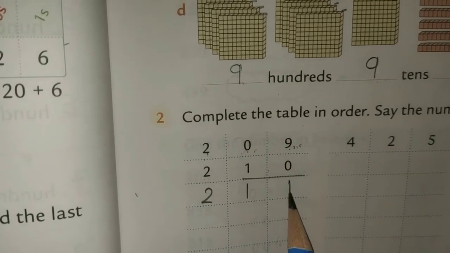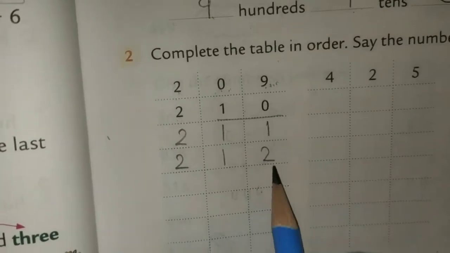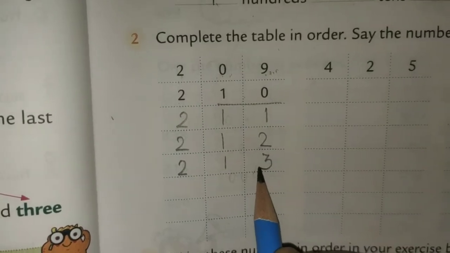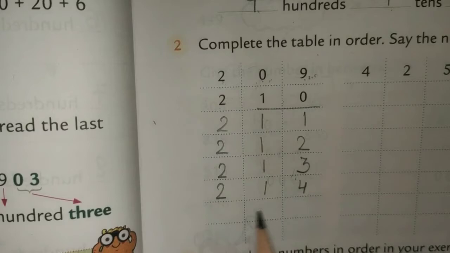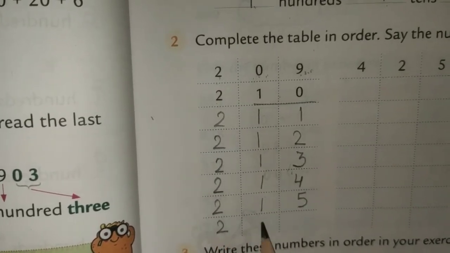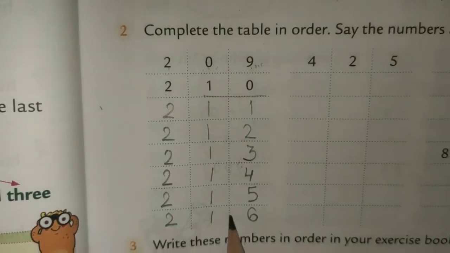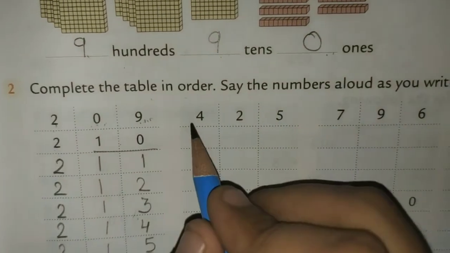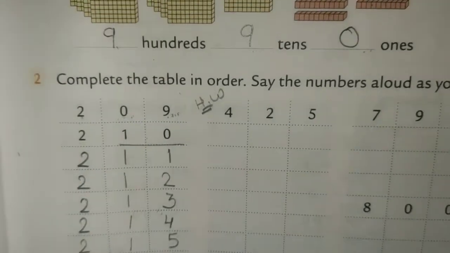Then 211, then 212, then next is 213, next is 214, 215 and 216. This way you have to complete the whole table. Understood? Now this one is your homework, so you can understand how to write.